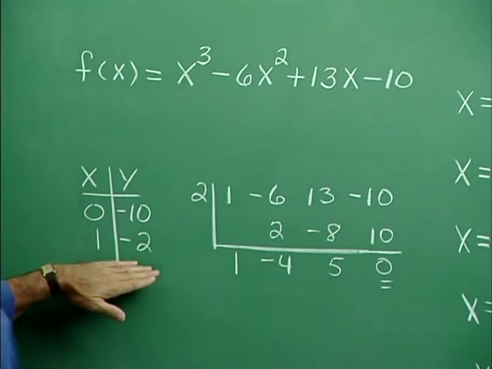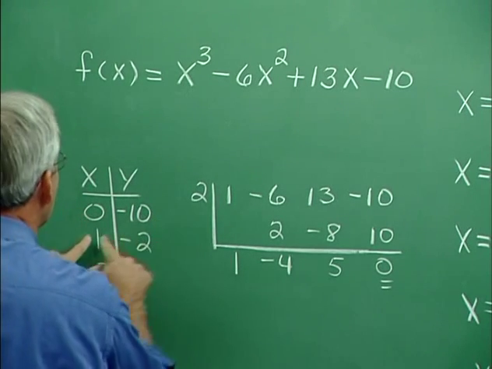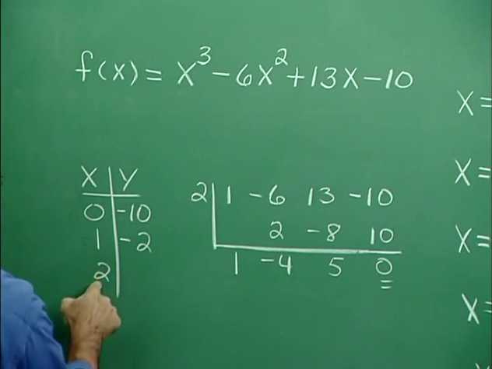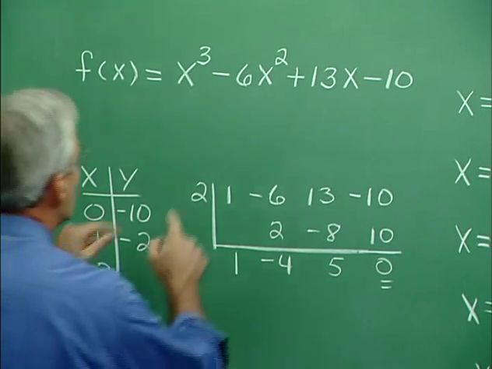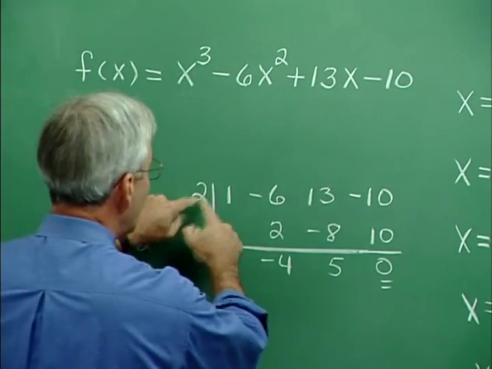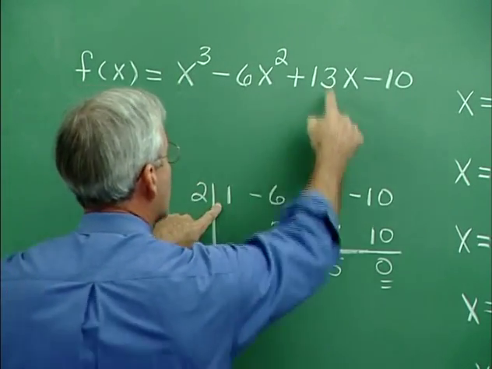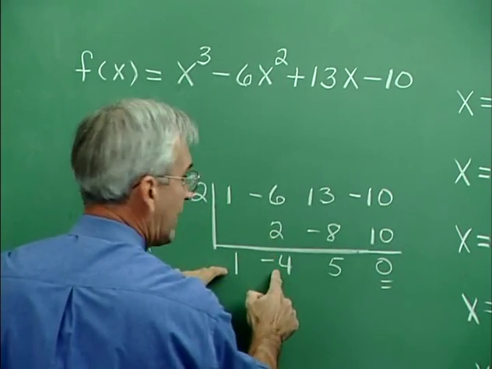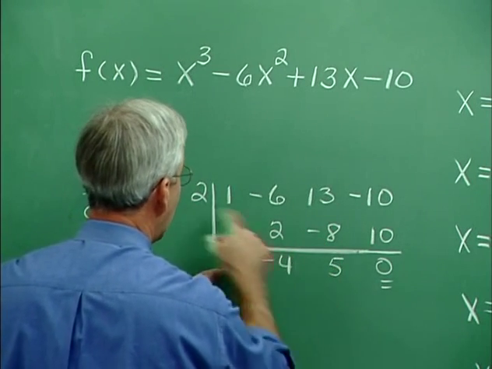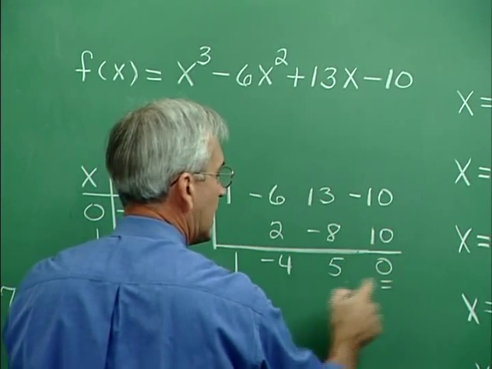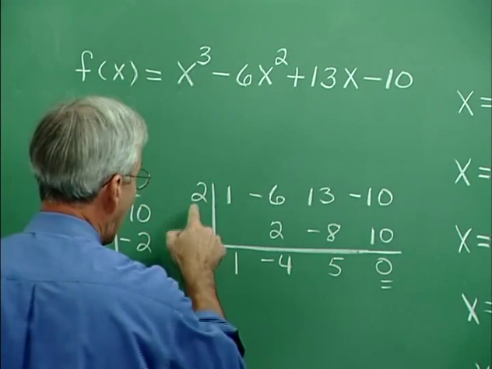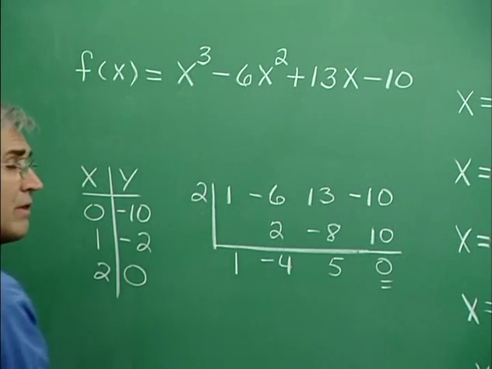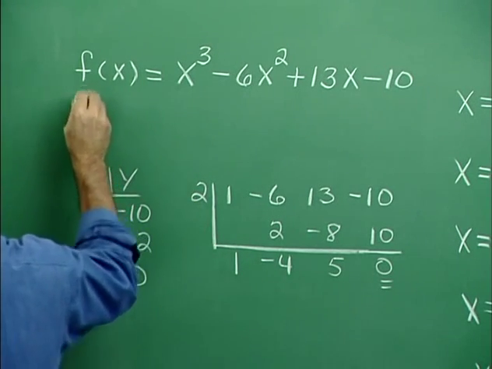Then we would look at this little table and we'd think, well, let's see, 0 is at -10, 1 is at -2. The graph is sort of approaching the x-axis. Maybe we get some mileage by investigating at 2. Well, let's see. Investigating synthetically, 2 in 2. Now, the 1, the -6, the 13, the -10. Let's see, bring down the 1, 2 times 1, 2. Together here, -4. 2 times -4, -8. Together, 5. 2 times 5, 10. And with -10 gives 0. So we do indeed have a 0 at 2. So we have a 0 at 2, and x minus 2 then is a factor. So we can go through and factor.